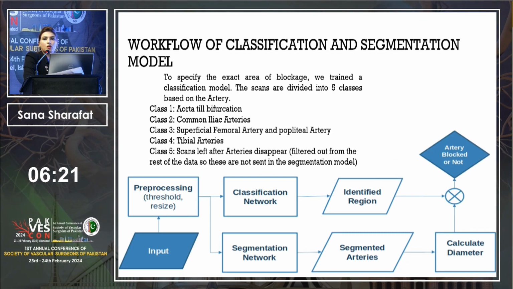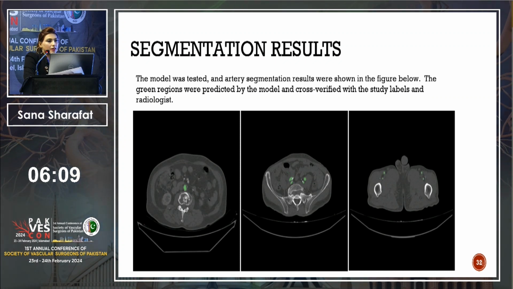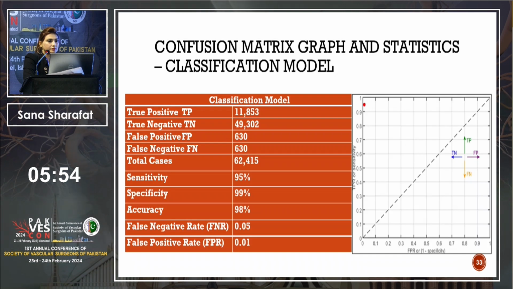So 2 models of artificial intelligence were used, the classification model and the segmentation model, in order to identify whether the vessels are blocked or not, and to identify the diameter of the vessels. Here the green regions that you can see were predicted by the model and cross-verified with the study labels and radiologists. These are the vessels that are being highlighted by the segmentation results.